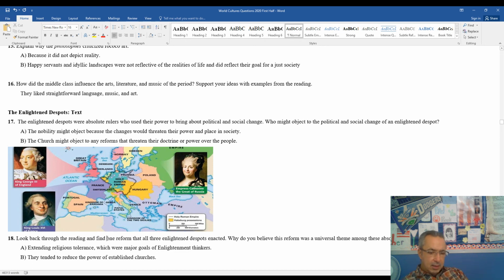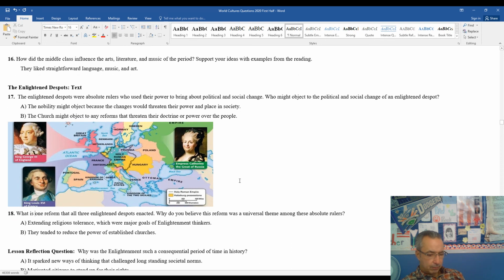Okay, number 18. What is one reform that all three enlightened despots enacted? Rephrasing the question there: how do you believe that reform is a universal theme amongst the absolute rulers? Extending religious tolerance was a major goal of Enlightenment thinkers. They tended to reduce the power of established churches. So if you're an enlightened despot, you would want the power to be concentrated within you and your kingdom, as opposed to that of the church.